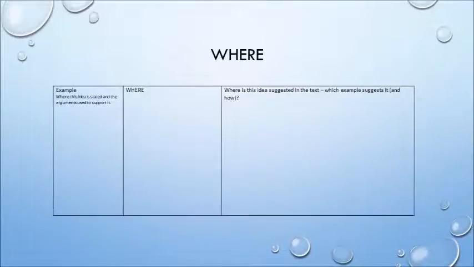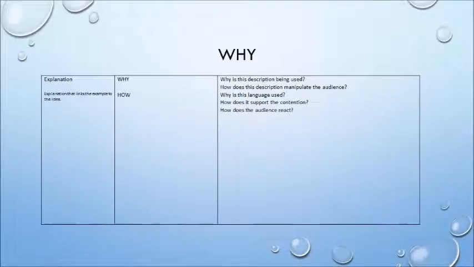The where information is where is this idea, portrayal, description suggested or situated in the text, and what example suggests it, and possibly how that example suggests it. Why is this description, this idea, this portrayal done? Why is this language used? How does it support the contention? How does the audience react to this particular use of the word?